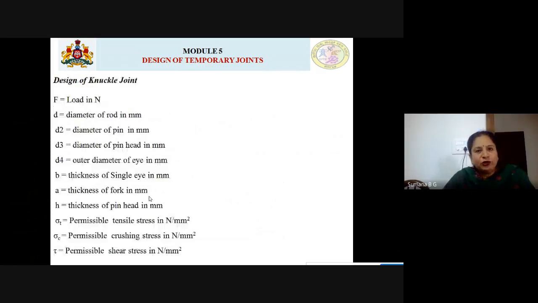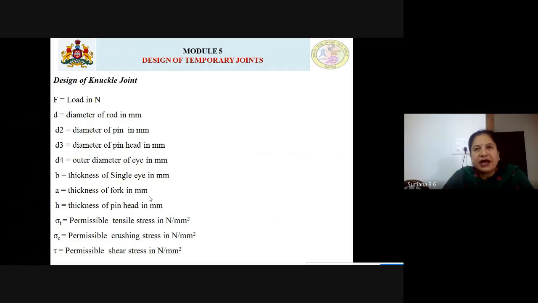Coming to the design of the knuckle joint, the design has certain fixed parameters. In this presentation, for the notations and the descriptions, I have referred to the Design Data Handbook by Dr. K. Lingaiah, second edition.